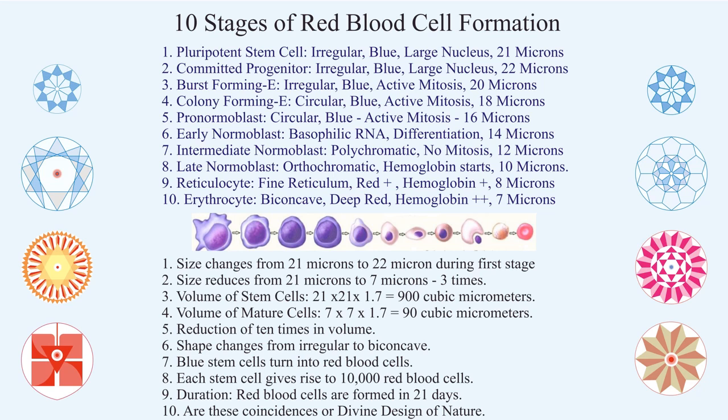Shape changes from irregular to biconcave. Blue stem cells turn into red cells. Each cell gives rise to 10,000 red blood cells. Duration, red blood cells last for 21 days. And all these are divine coincidences and things. At the same time, I'll also try to bring it that blood RBCs remain for 120 days is one part.